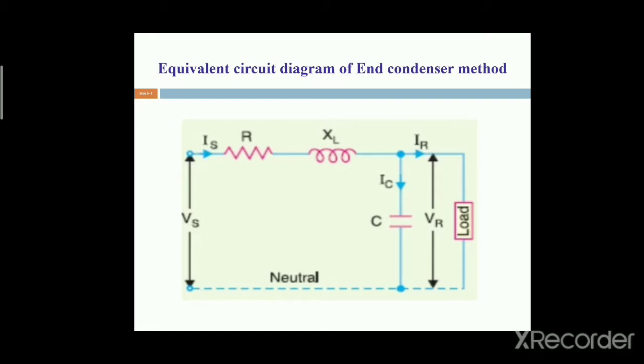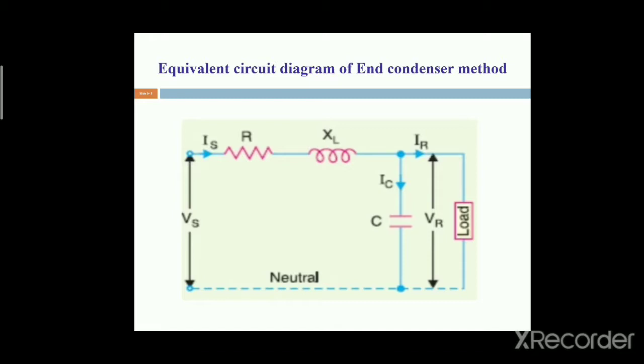But in the case of a medium transmission line, the capacitance value will be added. If the length of the transmission line is increased, then automatically the capacitance value will be added. But for easy calculations, the capacitance is considered as a lumped parameter. For easy calculation, the capacitance is replaced by a lumped one.